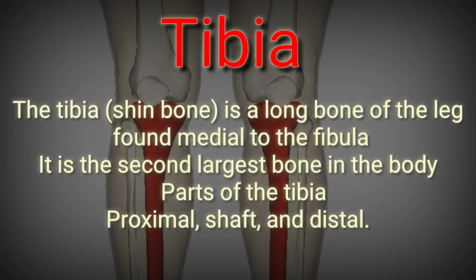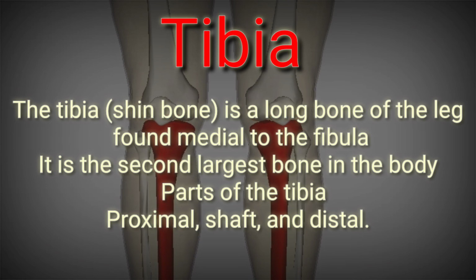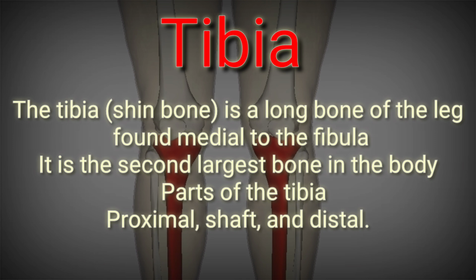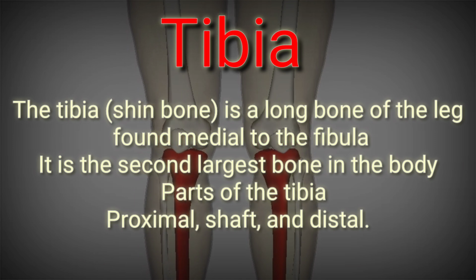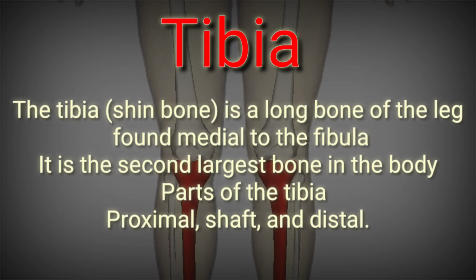Tibia. The tibia or shin bone is a long bone of the leg found medial to the fibula. It is the second largest bone in the body after the femur. Like other long bones, there are three parts of the tibia: proximal, shaft and distal.